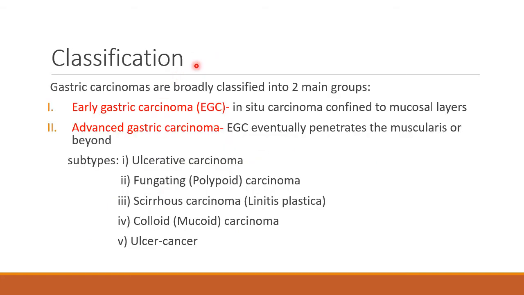Then classification of the gastric adenocarcinoma. Gastric adenocarcinoma is broadly classified into two main groups. One is early gastric carcinoma, meaning in situ carcinoma that is confined to the mucosal layers. The second type is advanced gastric carcinoma, that eventually penetrates the muscularis, that is the muscle layer, and beyond. Subtypes of advanced gastric carcinoma are ulcerative carcinoma, fungating or polypoid carcinoma, serous carcinoma or linitis plastica, colloid or mucoid carcinoma, and ulcer cancer. So we'll see all this in detail.